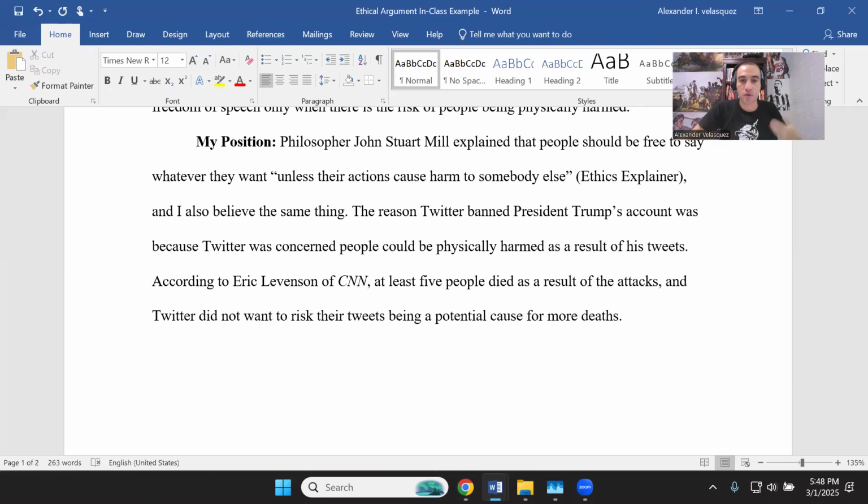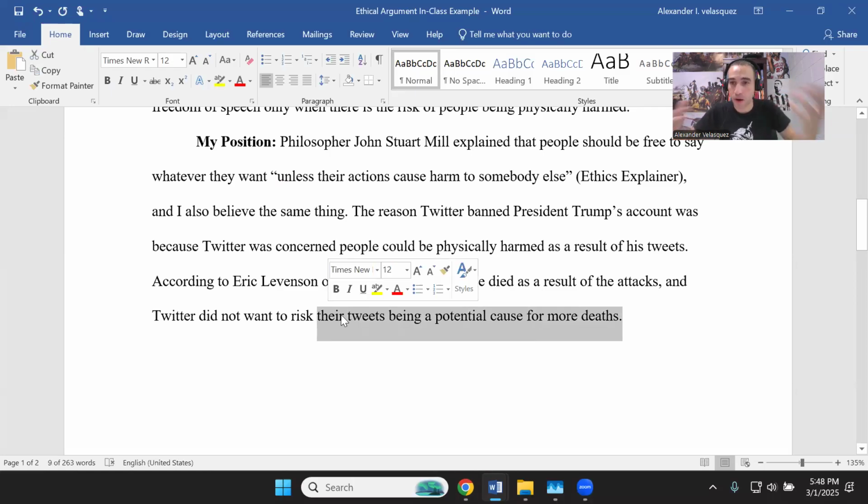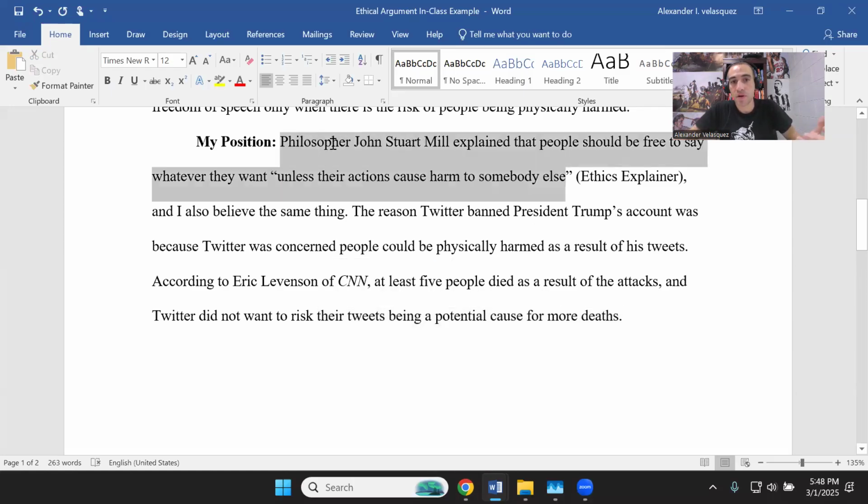Okay, so again, because people had died during this attack, Twitter was worried. They said, hey, we don't want something that Trump's going to tweet to cause more people to commit more acts of violence and have more people die. John Stuart Mill would be in agreement with that. Yeah, if people are saying things that could potentially incite violence, that's not free speech. That shouldn't be covered by free speech.